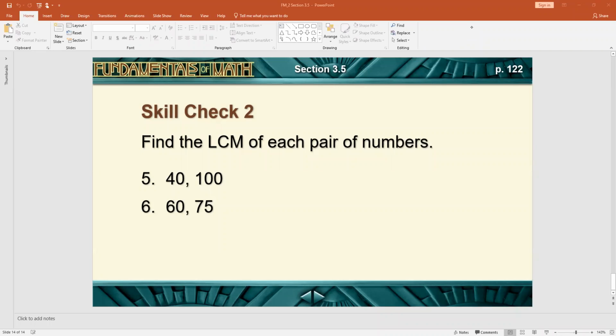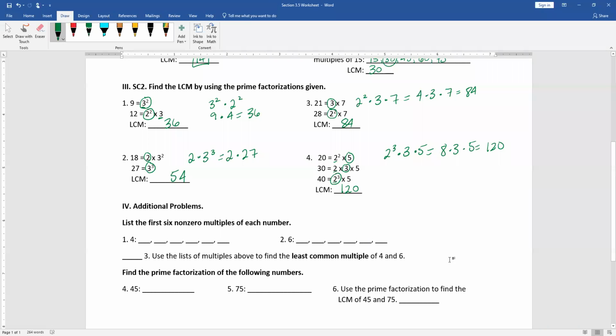Actually, let's go ahead and do the last part of our skill check here. We are asked to find the least common multiple of each pair of numbers. Let's look at number 5. So we're comparing 40 and 100, and we want to find our least common multiple for these two. If you want, flip your paper over.